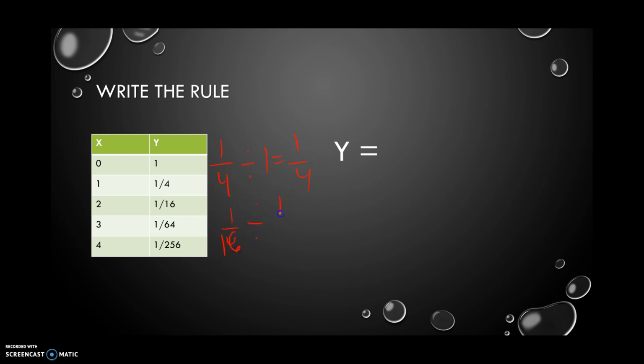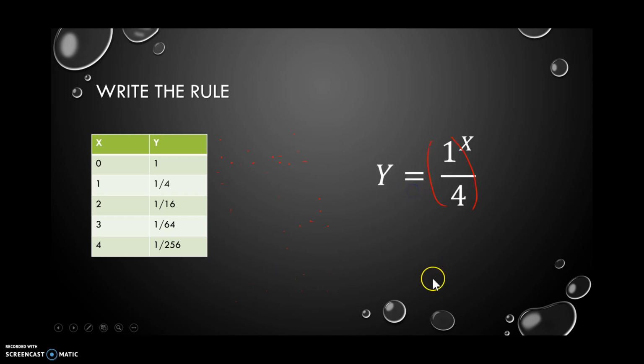Second number, or the next number, divided by the previous. So 1/16 divided by 1/4. Oh, that's 1/4. And I could keep going, right? 1/64 divided by 1/16. Oh, that's 1/4. So I have a repeated multiplier of 1/4. And there's no shifting of that.